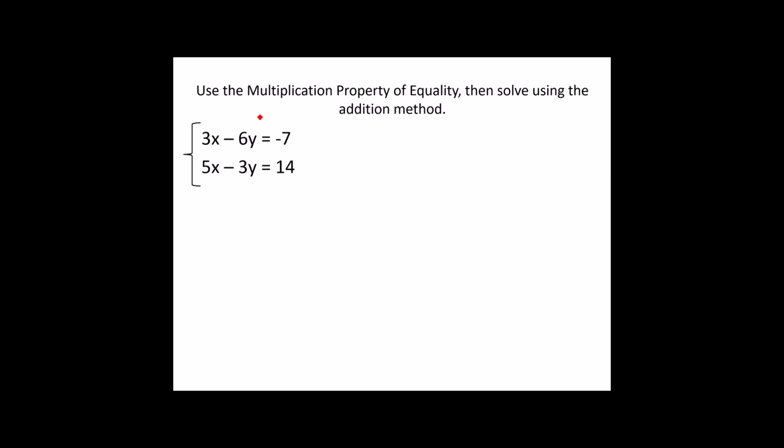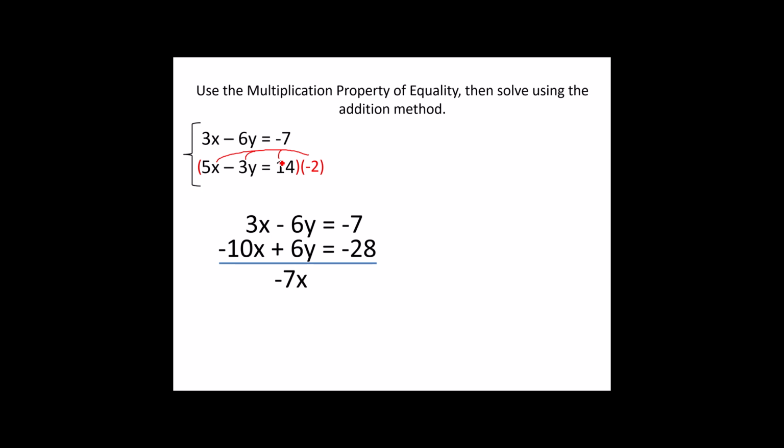I'm going to go through and multiply that second equation by a negative 2. Because when I do that, my first equation remains the same, but my second equation becomes negative 10x, positive 6y, and negative 28. So that when I add those together, I get negative 7x, my y's go away, and it equals negative 35. I divide both sides by negative 7, x is 5.